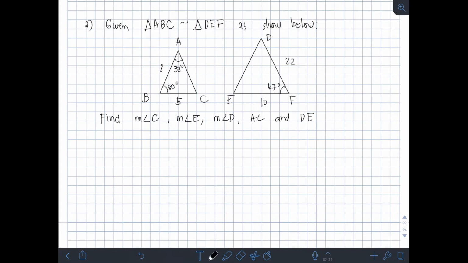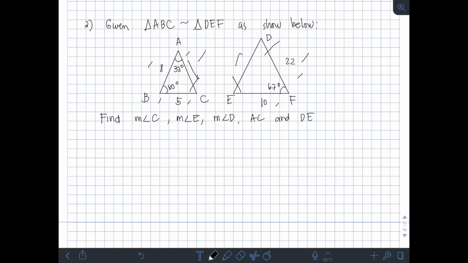Okay, so this time meron tayong dalawang similar triangles, triangle ABC and triangle DEF. So, meron tayong side AB equal to 8, side BC equal to 5, angle A equals 33 degree, angle B equals 80 degree, and then meron tayong side DF equal 22, EF equal to 10, and then meron tayong angle F 67 degree. So, hanapin natin yung measure nitong angle C, angle E, angle D, and then yung side AC and DE. So, dun muna tayo sa angle.